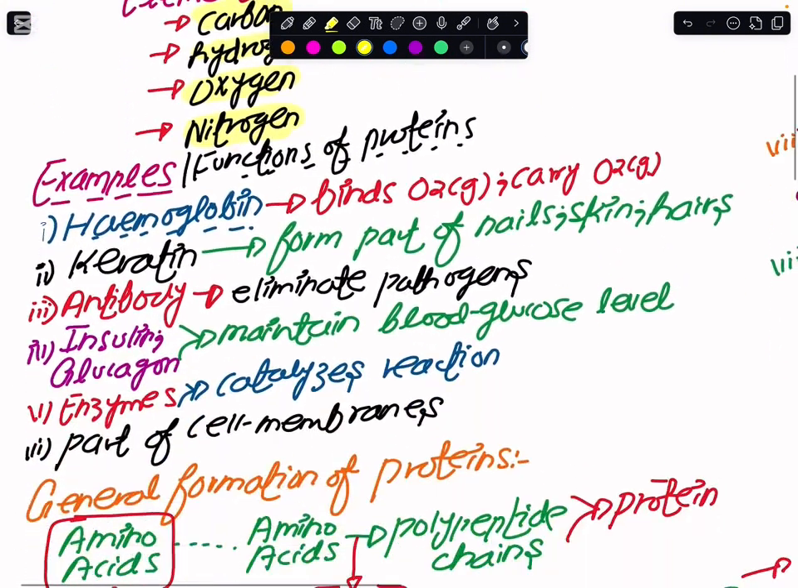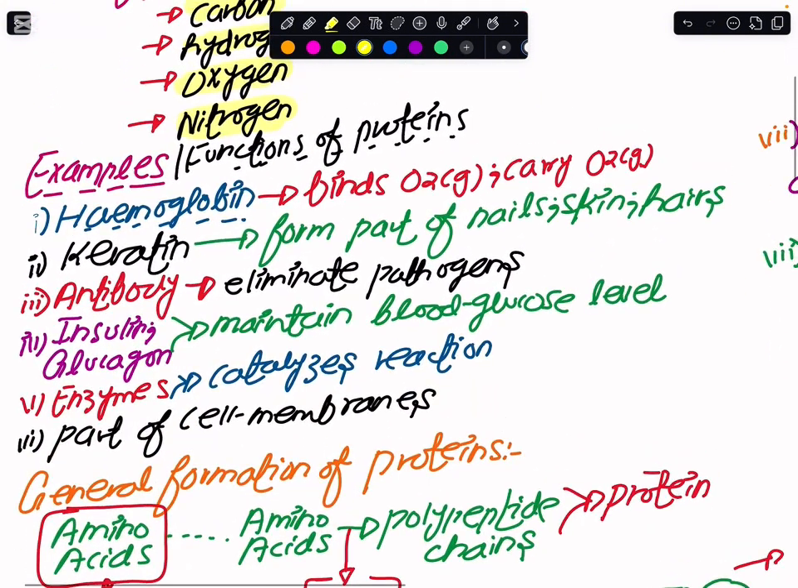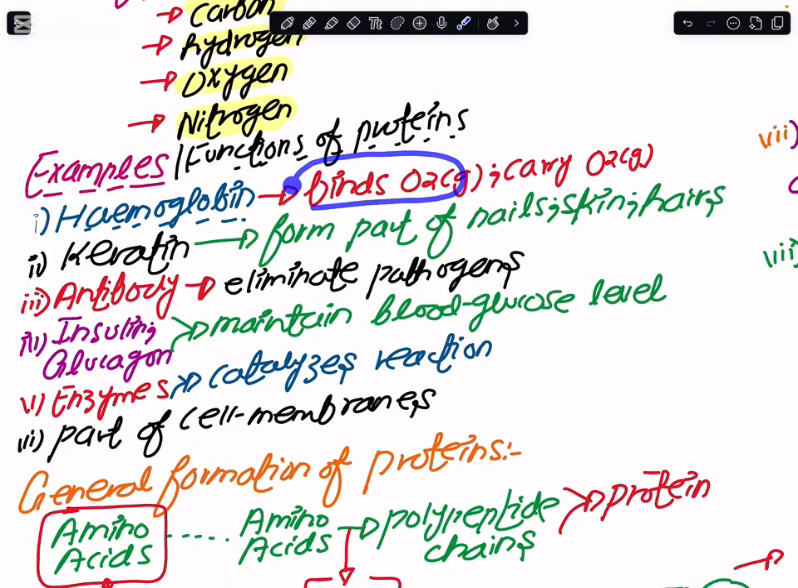Now where in our body do we have these proteins, or what could be the functions of these proteins in our body? We have the red blood cells, and the red blood cells bind with oxygen gas or carry the oxygen gas around in the body. So in the red blood cells we have the protein hemoglobin. Likewise, to make the nails or the skin or the hairs of my body, I require another protein, and that is keratin.